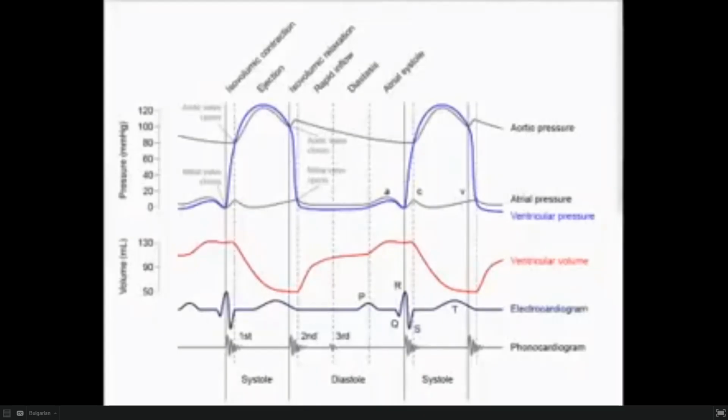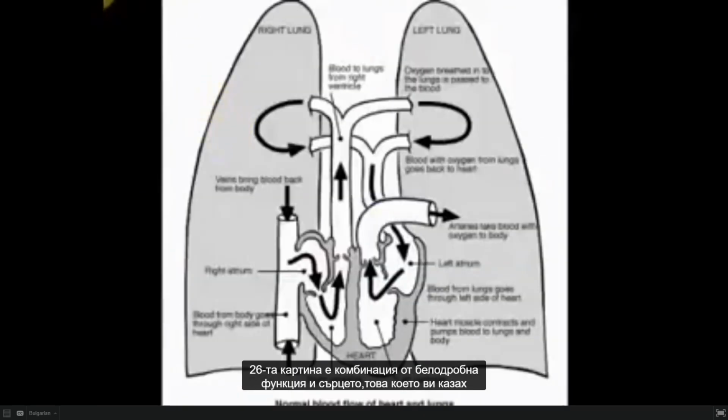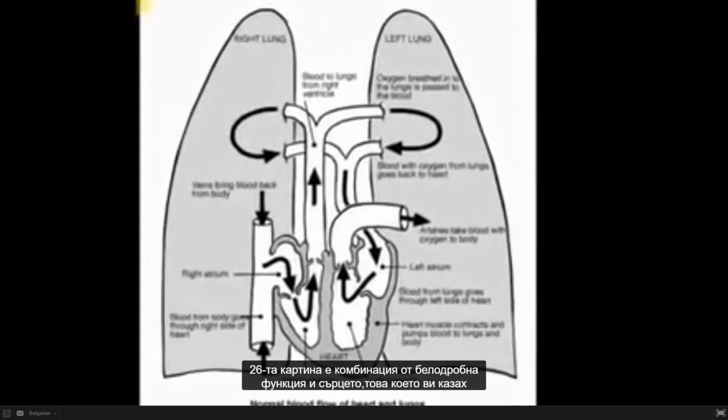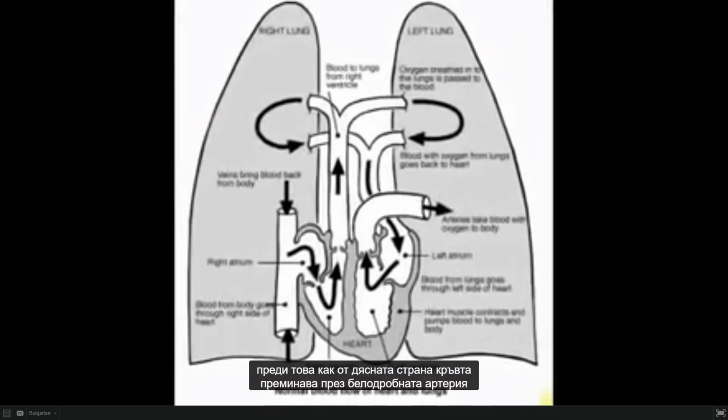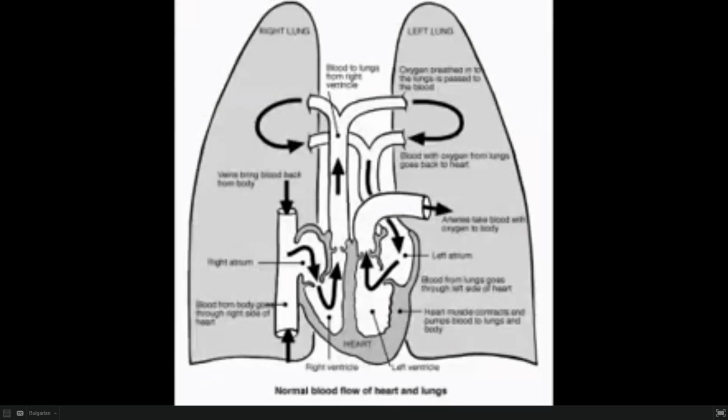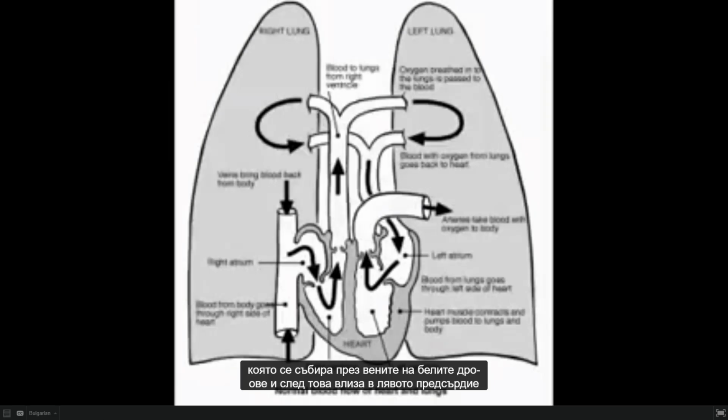Okay, slide 26 is a combination of lung function and heart. What I told you before, how from the right side blood goes through the pulmonary artery and spreads to both lungs. Then after oxygenation, the blood is collected through the lung veins and goes inside the left atrium. From the left atrium it goes to the left chamber, and from the left chamber it goes to the aorta.